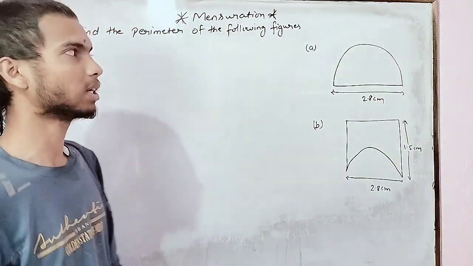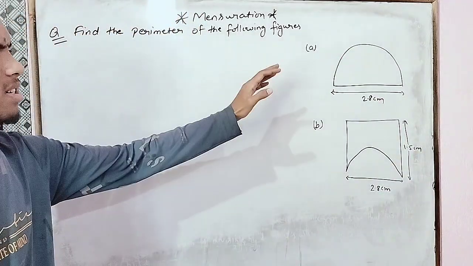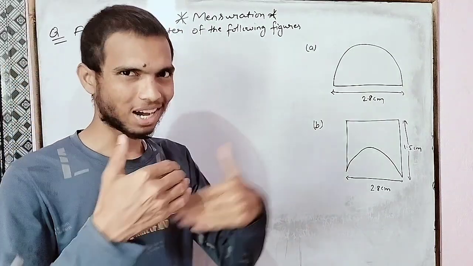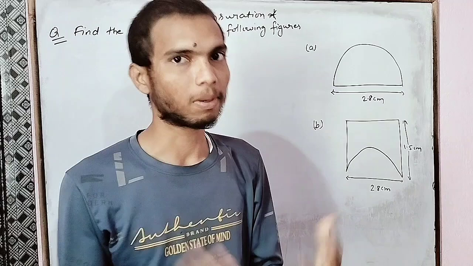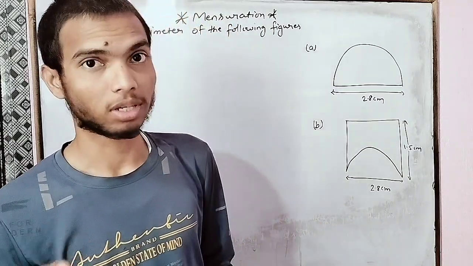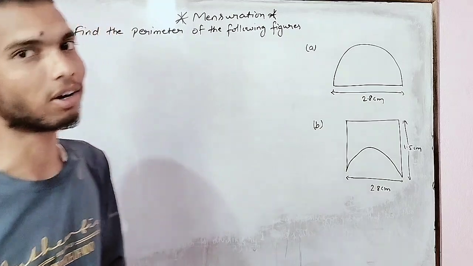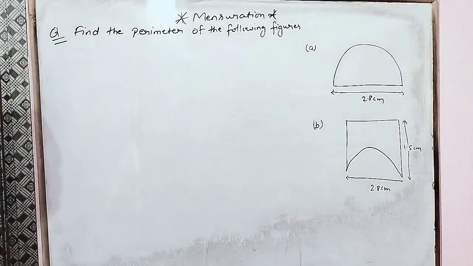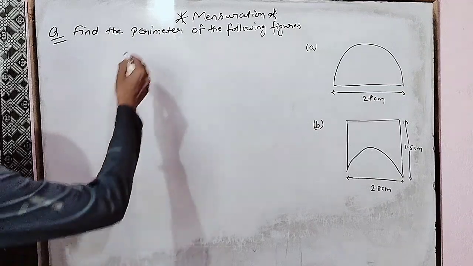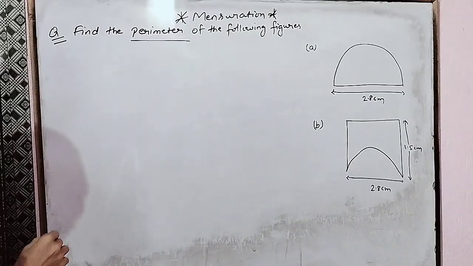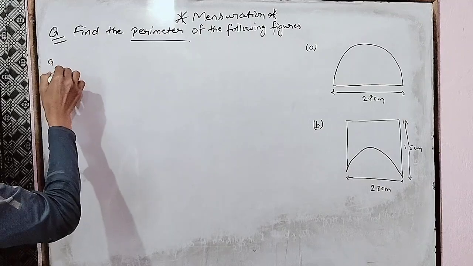From here to here we can observe that this is a circle. This is a semicircle, you can say half circle. We have a part of a circle which is half. So here we will apply the formula of a half circle. Okay, let's get started. We understood the meaning of perimeter as well as the meaning of mensuration. So first we are going to solve.